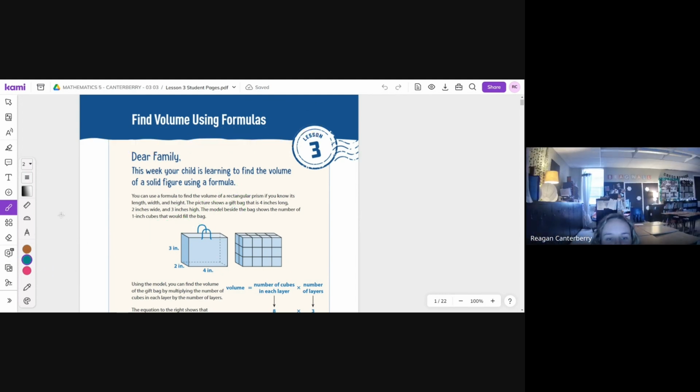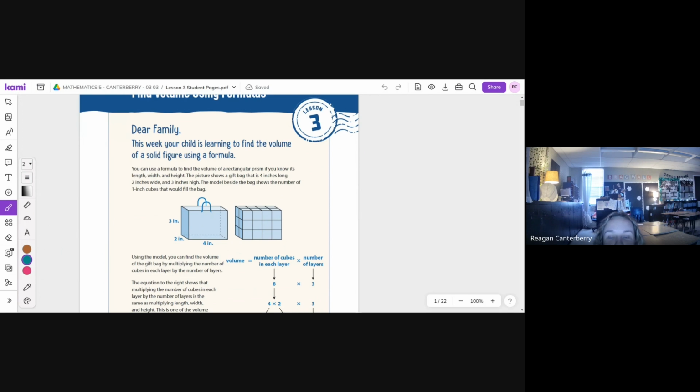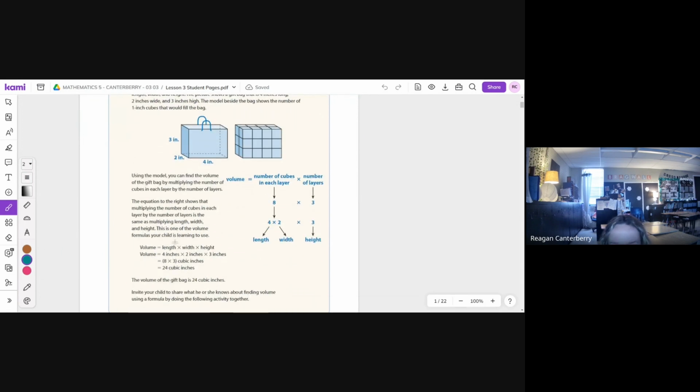So on here it says, Dear family, this week your child is learning to find the volume of solid figures using a formula. So they will get figures that look like this, where you can still see the unit cubes, but they will also get figures that look like this, where you can no longer see the unit cubes, but it already has the dimensions labeled. So either way, they're learning to label the dimensions themselves.